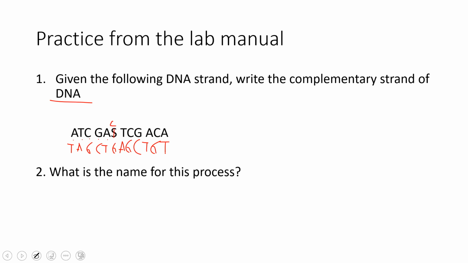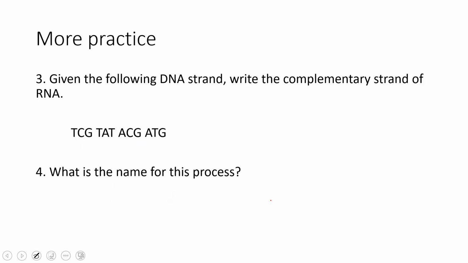That process that you guys just completed is called DNA replication. That process happens anytime you need to make a new cell. So anytime they ask you to replicate a strand of DNA, it means you're going DNA to DNA, so you can put T's in DNA. A couple more questions after that. Given the following strand of DNA, write the complementary strand of RNA. Now, since we're going from DNA to RNA, we're carrying out transcription, which is the answer to number 4, but I'll come back to that in a second.